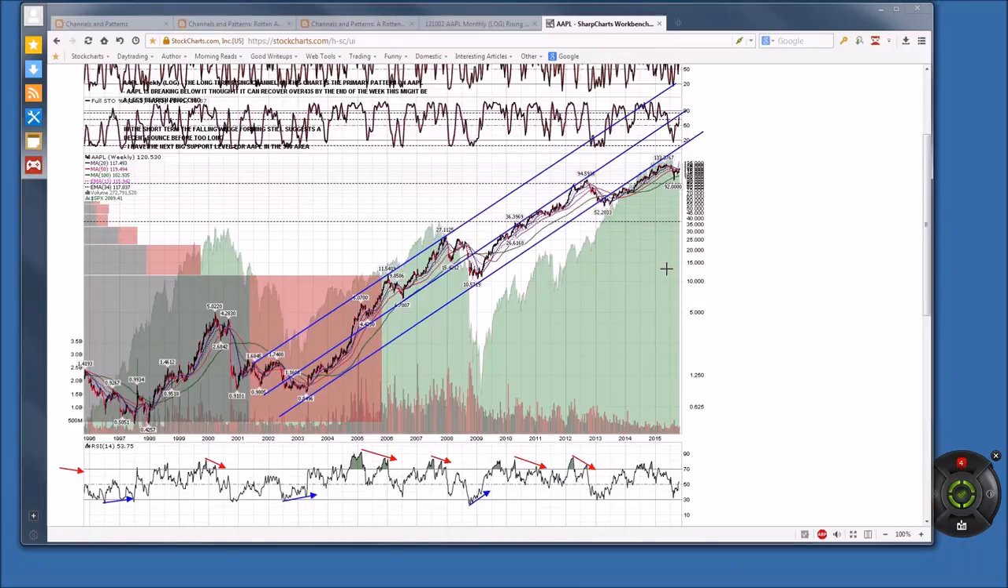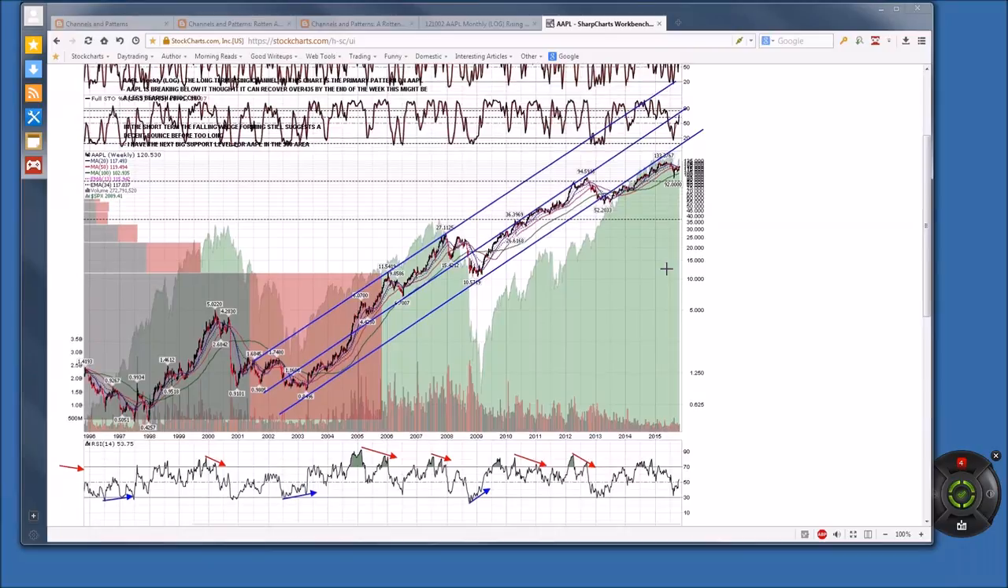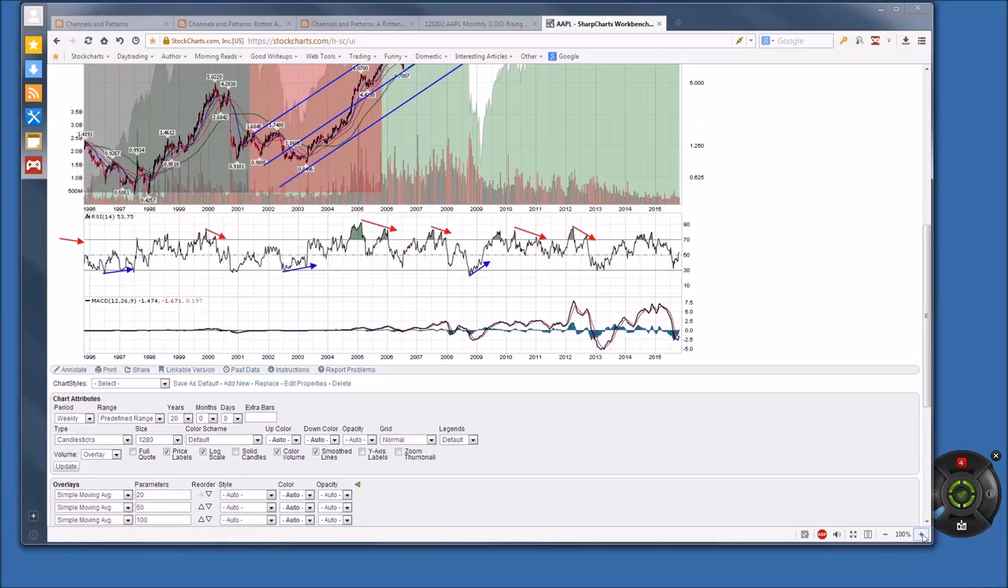Len has a question on the crossover between the black and red lines. Could you explain that again? Right. Okay. Let's have a look at this monthly Apple chart, because I've got this one up here. Let's just blow that up.